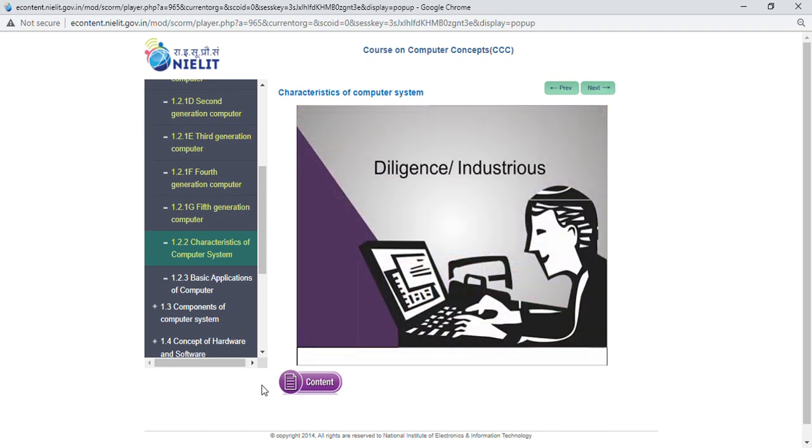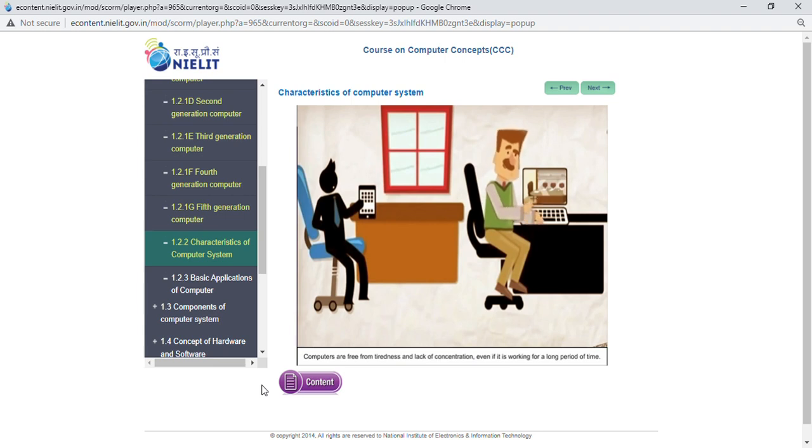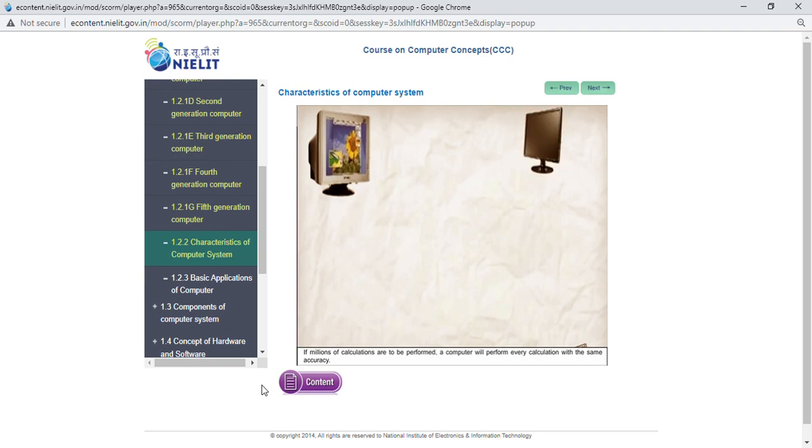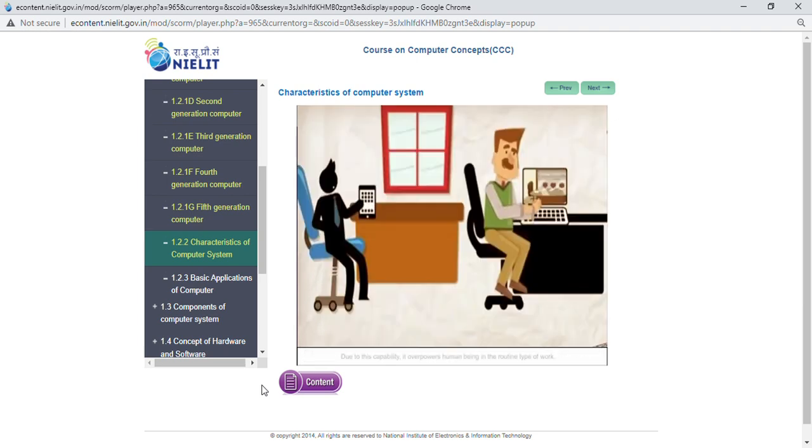Diligence or industriousness. Computers can perform long and complex calculations with the same speed and accuracy from the start till the end. Computers are free from tiredness and lack of concentration even if working for a long period of time. If millions of calculations are to be performed, a computer will perform every calculation with the same accuracy. Due to this capability, it overpowers human beings in routine types of work.